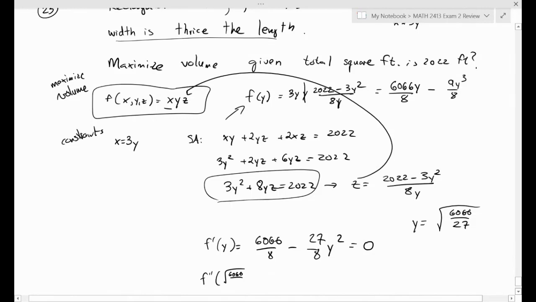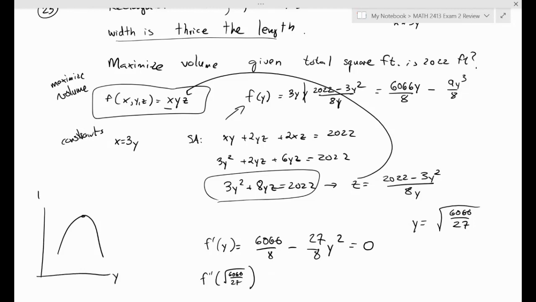Show that at this value of y, the first derivative is 0, but the second derivative is, well, if you want a maximum, what do you expect the second derivative to be? If you have a maximum for your function, you expect the second derivative to be negative. So second derivative test is what I'm saying.